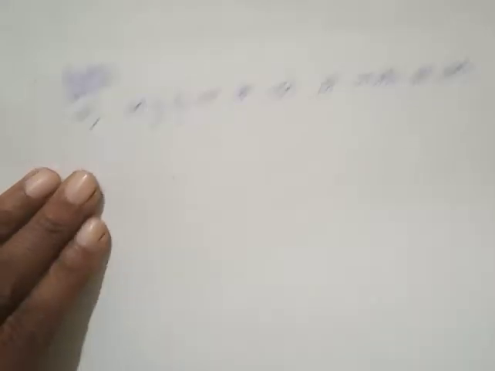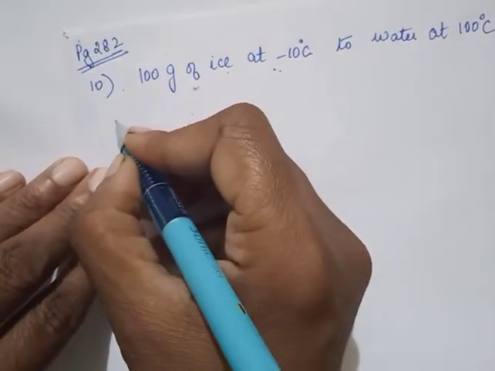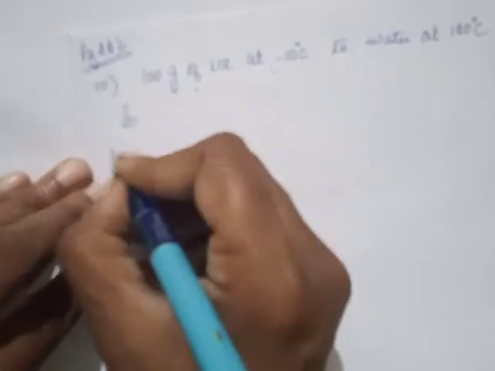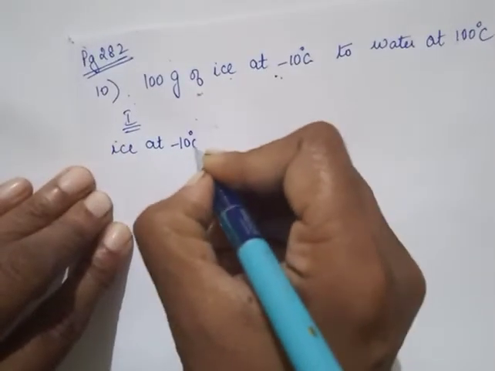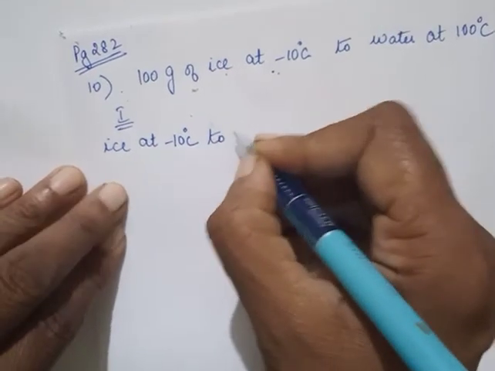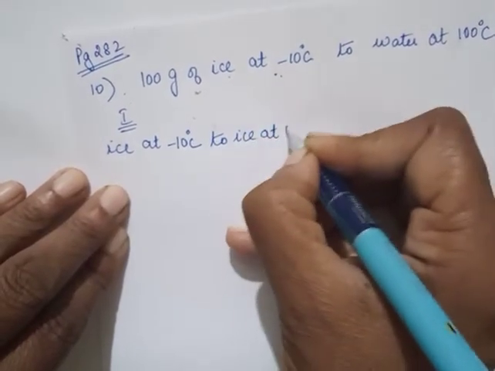So three things will be happening. First, ice at minus 10 degrees Celsius will become ice at 0.